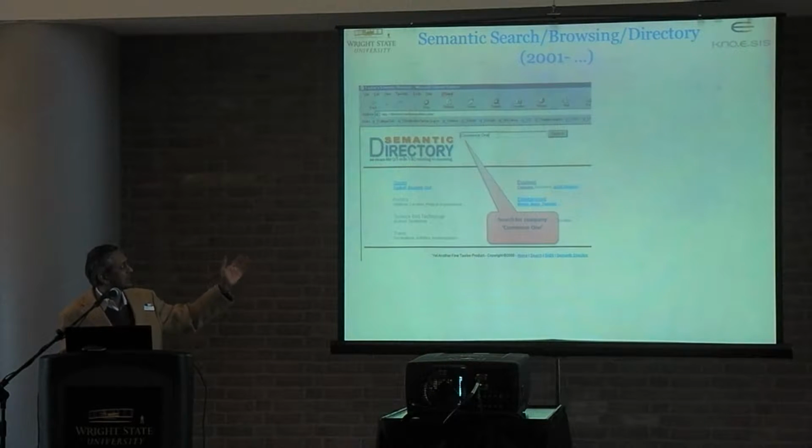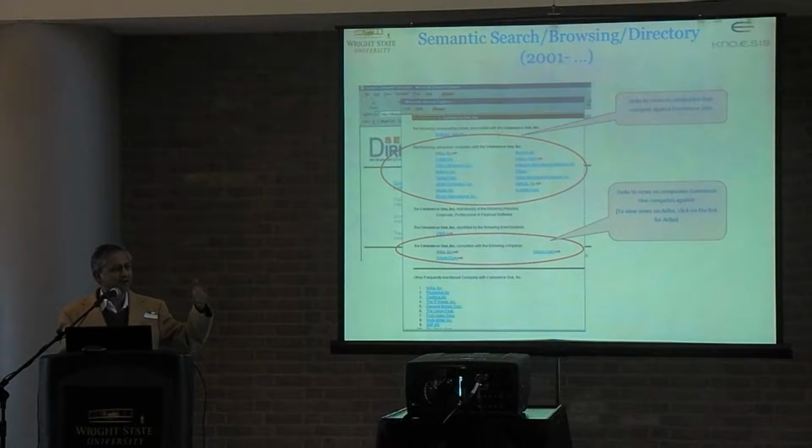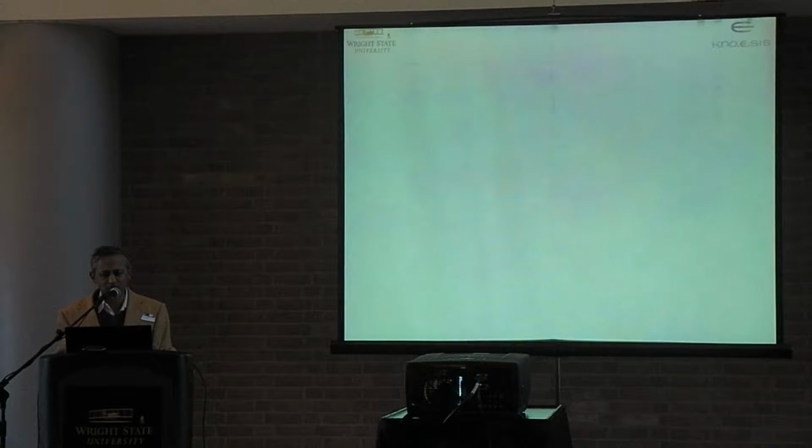So here there is a directory aspect where you type in Commerce One. These companies know more now, but I'm deliberately showing you old slides. It shows all the competitors of that particular company, and it shows you all the partners, and it shows you all the technologies that use it, and so on and so forth.